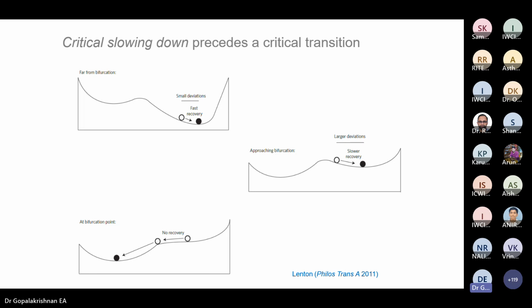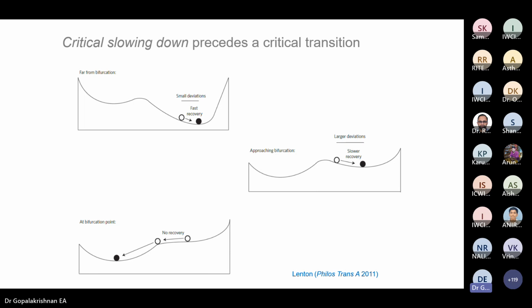Okay, so if the depth of the well is really high, then the ball will move back to the center very easily. Now the perturbation will die down fast. But as the depth of the well is reducing, that means you are approaching a transition. So in terms of states, one state becomes less and less stable. So you are approaching the transition. Then even the small perturbation that you give to the system takes a long time to settle down, which we call critical slowing down.